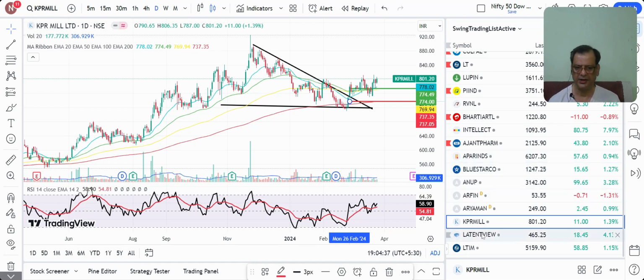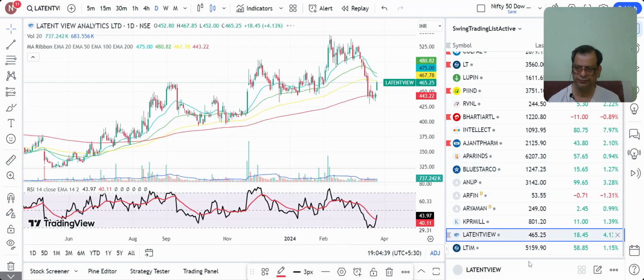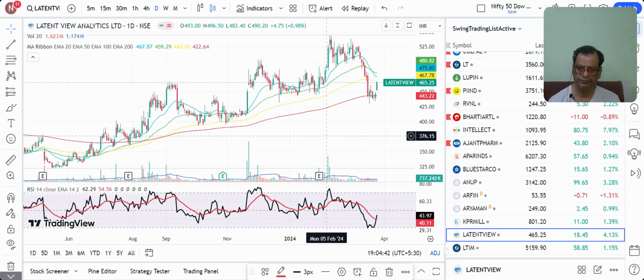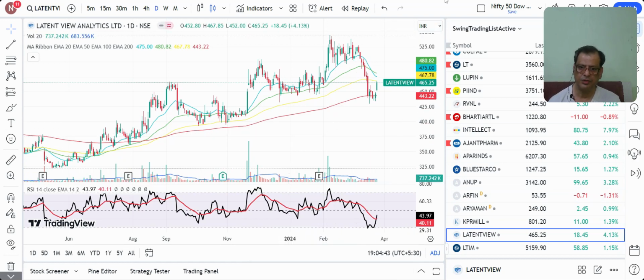Let's go to another chart. We've got Latent View here. Now, let's look at where we have a trend line break in Latent View. Let me examine the chart. So, Latent View, we are going to draw a trend line here.